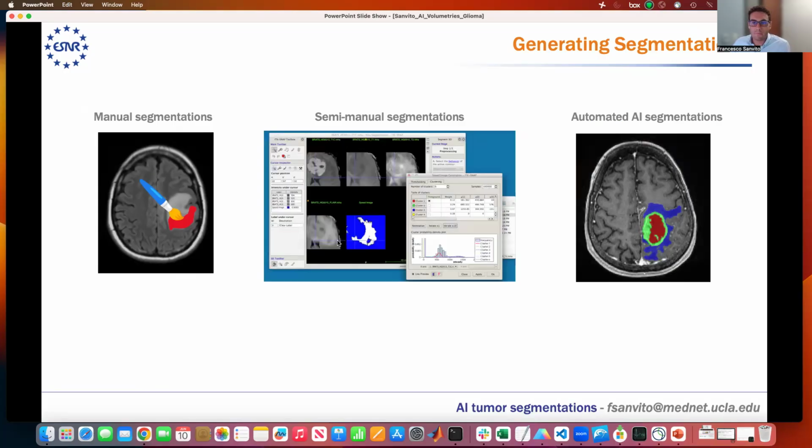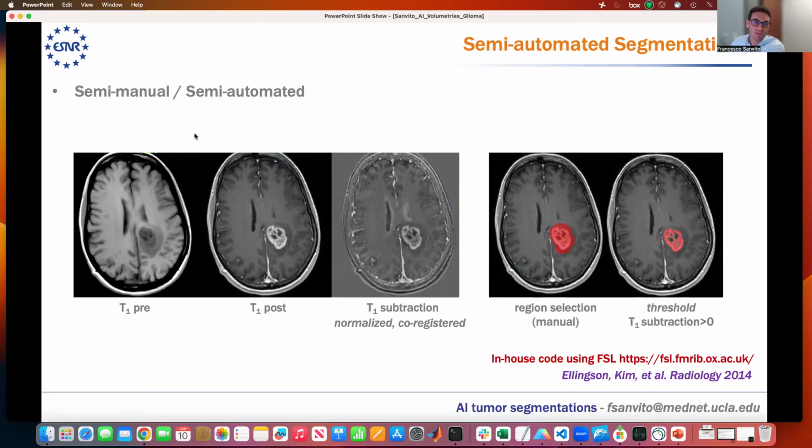So one first improvement in this field was represented by semi-manual segmentations that combine some automated components and some manual components. Therefore, it's called semi-manual or even semi-automated. One example that we've been using in the lab for quite a long time is this workflow, where we have a T1 subtraction map that is calculated by normalizing and co-registering T1 pre and post contrast. So this gives us a semi-quantitative estimate of which voxels have an objective contrast enhancement.